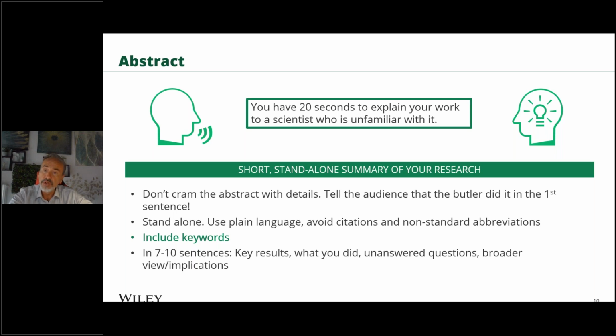Always remember to include keywords as they play a very important role in discoverability, as I just told you a few minutes ago. And what we recommend is a maximum of 10 sentences in length.